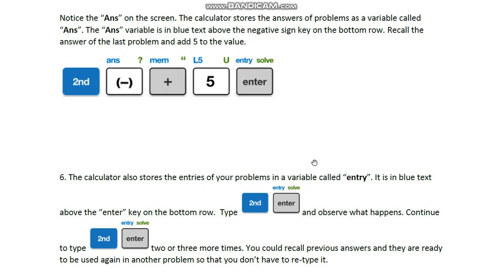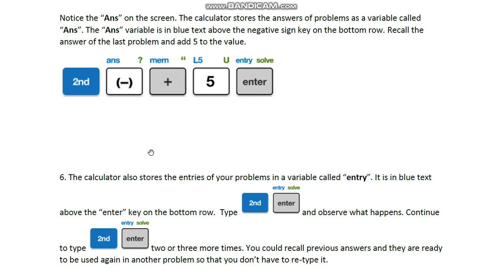Another very important key on the calculator is the answer key, which is abbreviated ANS. This is where the calculator stores the answers of the problems that you've already done. So let's say we want to take that answer we had before and add 5 to it.